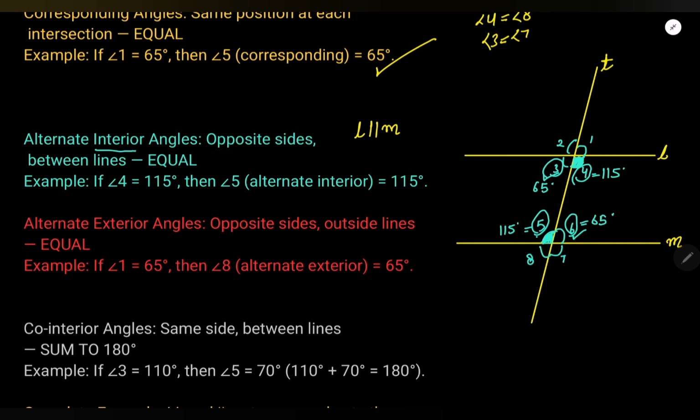Now what are alternate exterior angles? Now look at angle 1, this angle, angle 1 and angle 8. 1 and 3 are equal. Why? Vertically opposite. So 1 is 65 and 8 is also 65, and 1 and 8 are on opposite sides of the transversal but outside the lines. So that is why they are called alternate exterior angles. If it is inside the lines, they are interior. If it is outside but opposite, they are called exterior. These are known as alternate exterior angles.